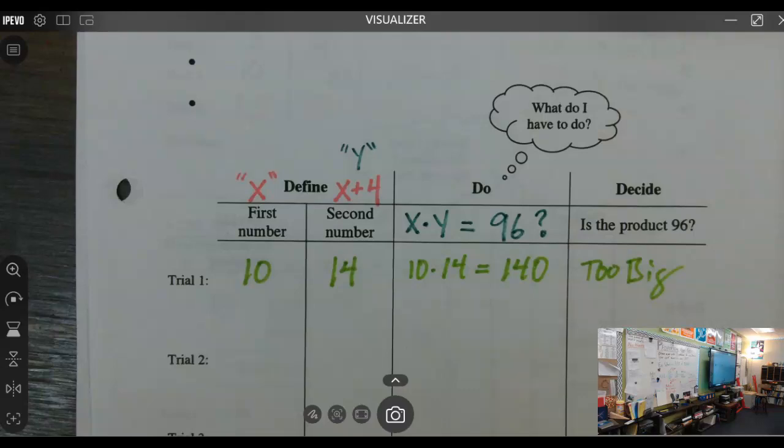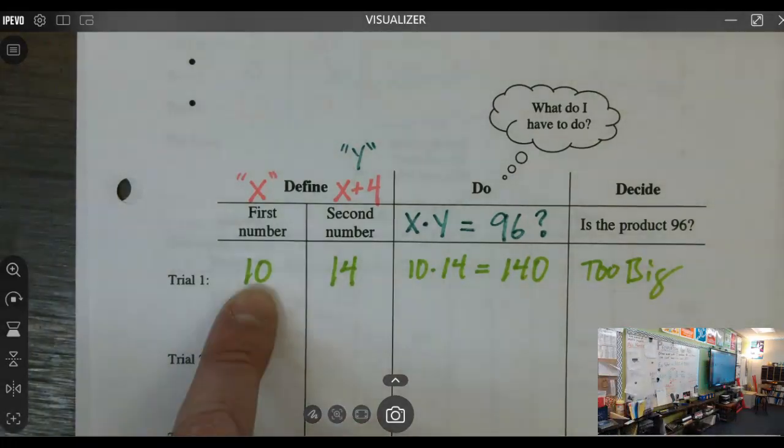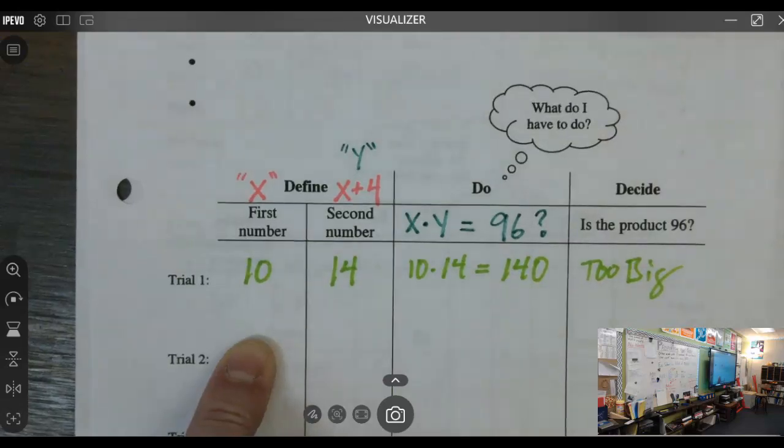So you decide what to do next. If 10 was too big, you decide what to do next. I don't believe you until I can see it. Seeing is belief. So if 10 was too big, should we go up or go down? Go down. Do you think just go down to 9, or go down farther than 9?